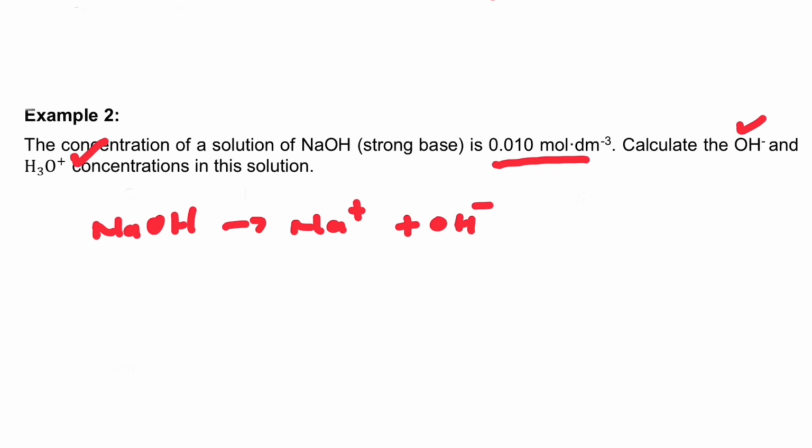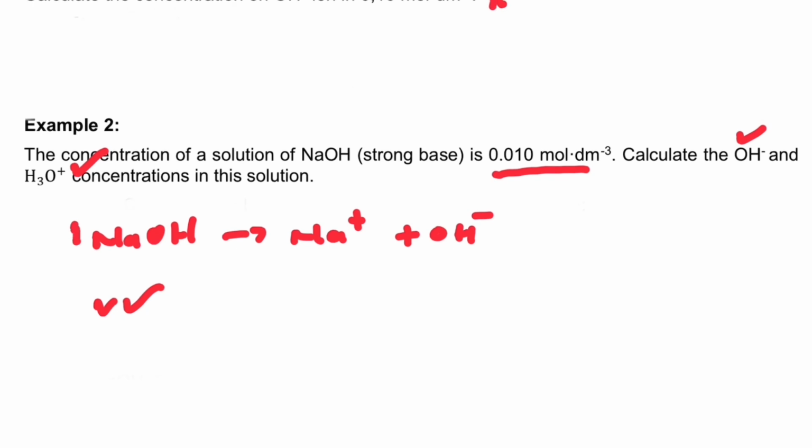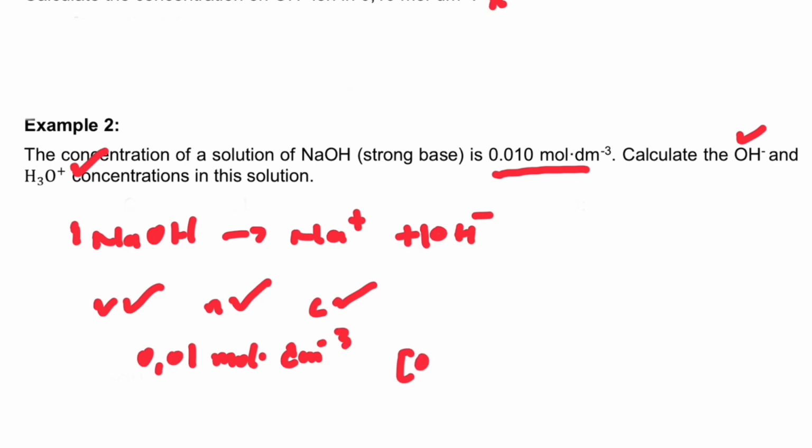So the volume is the same. Are the number of moles going to be the same? Well, the balancing coefficient of NaOH and OH minus is 1. So the number of moles are going to be the same also. So the volume is the same, the number of moles are the same. So are the concentrations going to be the same? Yes, they should be, because concentration is just number of moles divided by the volume. So what is the concentration of NaOH? The concentration of NaOH is 0.01 moles per decimeter cube. So the concentration of OH minus should also be equal to 0.01 moles per decimeter cube.